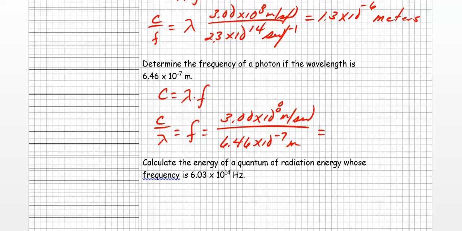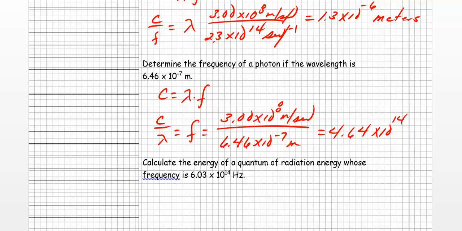It is 3.00 second EE8 divided by 6.46 second EE negative 7. The number I get is 4.6. Let's see, I've got 3 significant digits on top, 3 significant digits on the bottom. I can have 3 significant digits, so I'll call it 4.64 times 10 to the 14th. It's times 10 to the 14th.